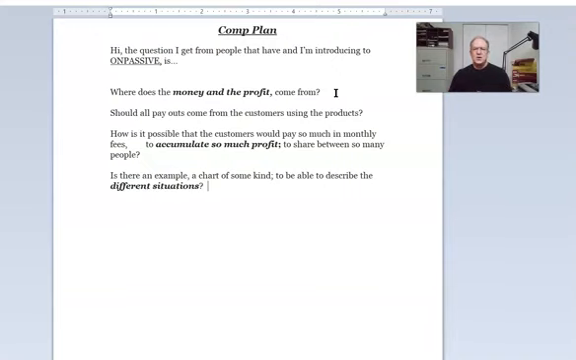Now, the next one: should all payouts come from the customer using the products? Yes, that's 100% correct. But remember, we are all customers. As we come into Onpassive, everybody, even the independent resellers of IT products, are customers. The only difference between the customer and the independent reseller of the IT products is that we will actually be participating with Onpassive and being paid by Onpassive.